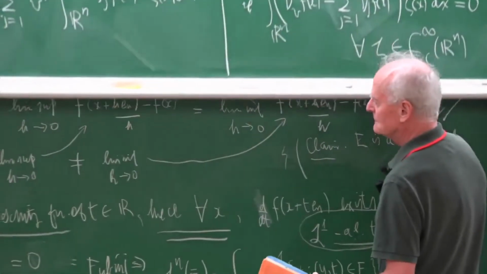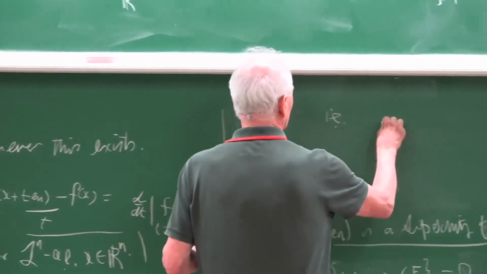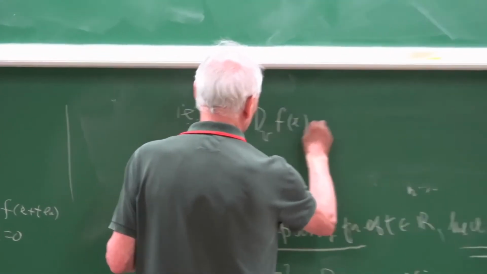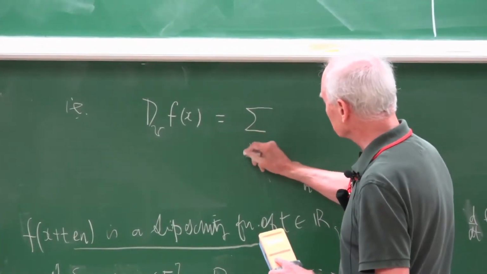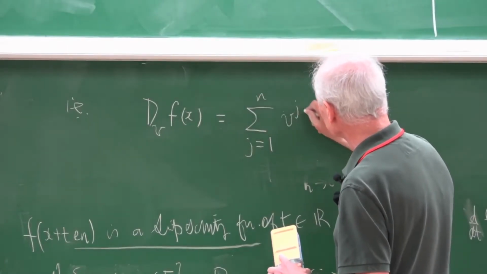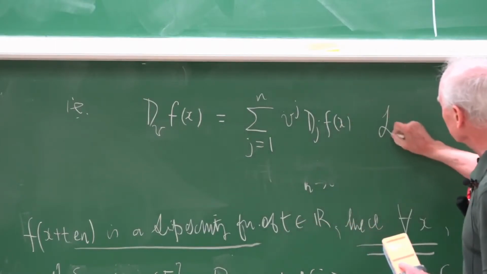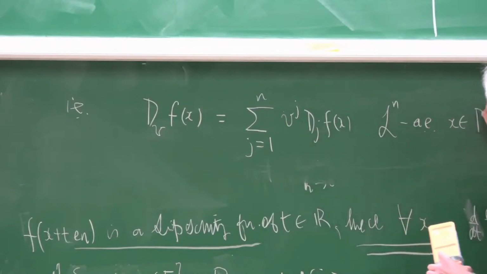So that is, dvf, the directional derivative, not only exists, but it's also given by the usual calculus formula, the sum j equals 1 up to n of vj djf of x. And that's true for ln almost every x in Rn.